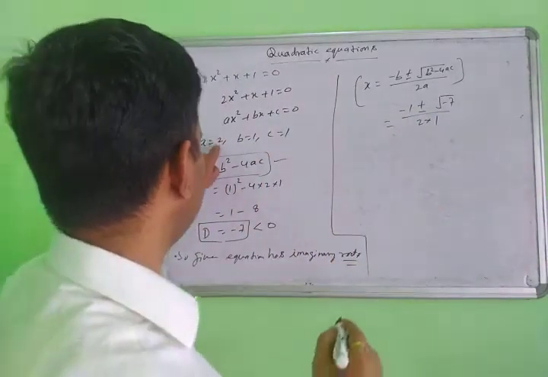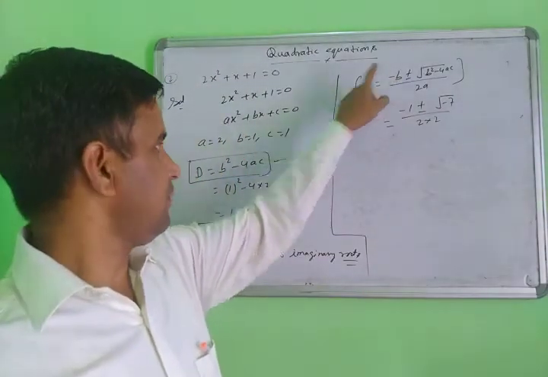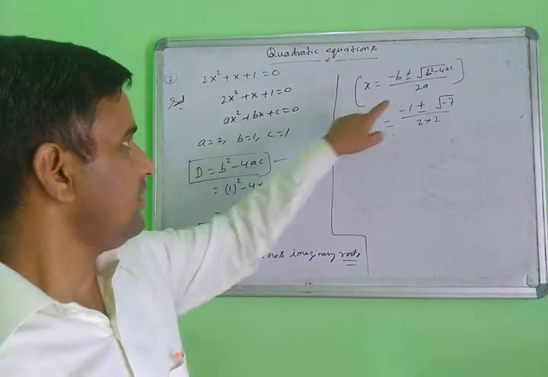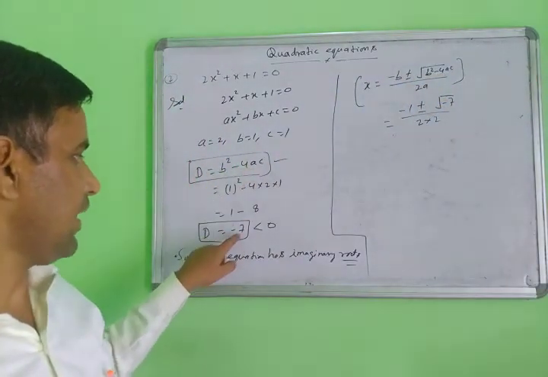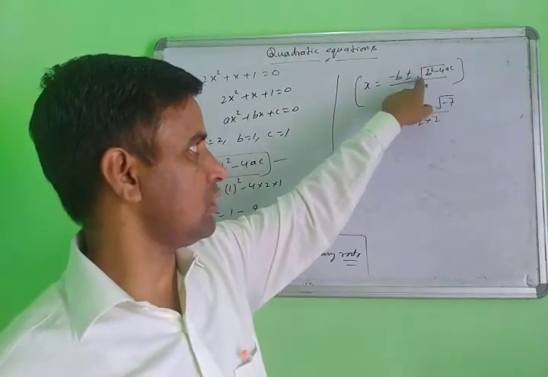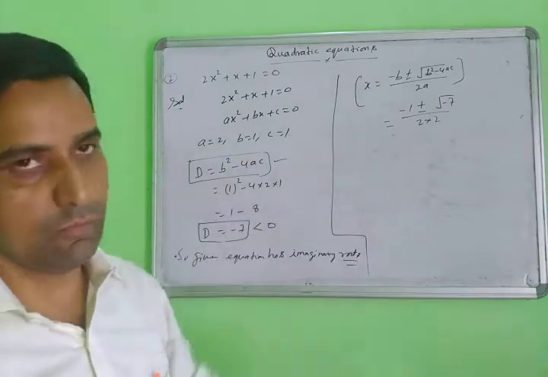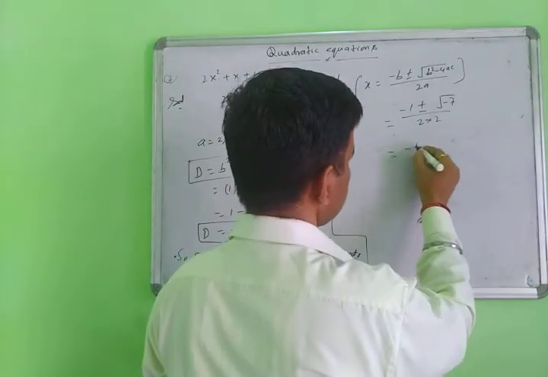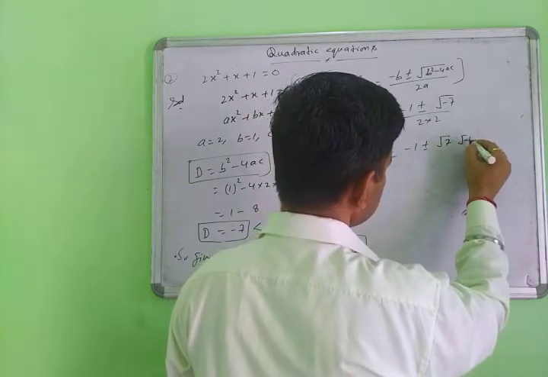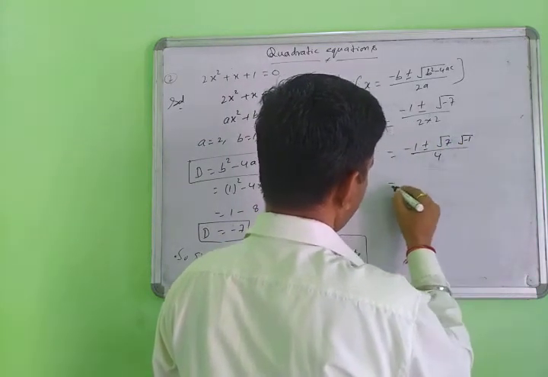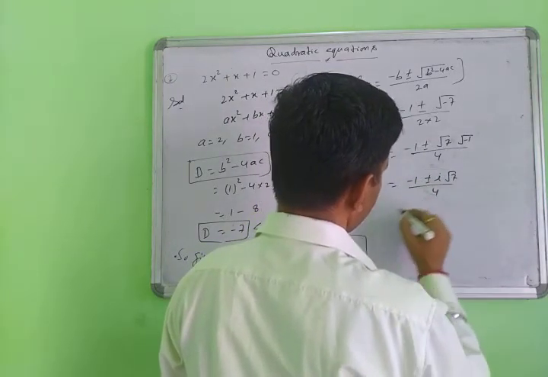The value of a here is 2, so you write 2. The value of b here is 1, and b square minus 4ac, you have already solved, comes to minus 7. So you put it directly as minus 7 under the root. And 2a, the value of a is also 2, so 2 into 2 is 4. Then you write minus 1 plus minus root 7 into root minus 1, upon 4, which gives minus 1 plus minus iota root 7 upon 4.